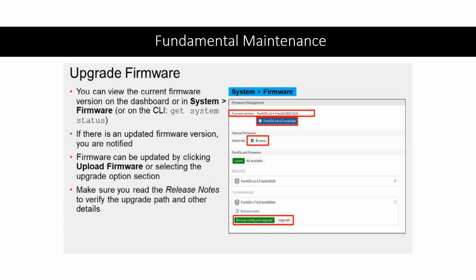If there's an updated firmware version, and you have a connection to the internet, a live connection to FortiGuard servers, you will be notified as soon as you log in. It'll say you have one available, and you'll also be notified whenever you go to the firmware section of your firewall, as you see in the screenshot. It'll say, "Hey, this firmware is available." The firmware can be updated by clicking Upload Firmware or selecting the Upgrade option.